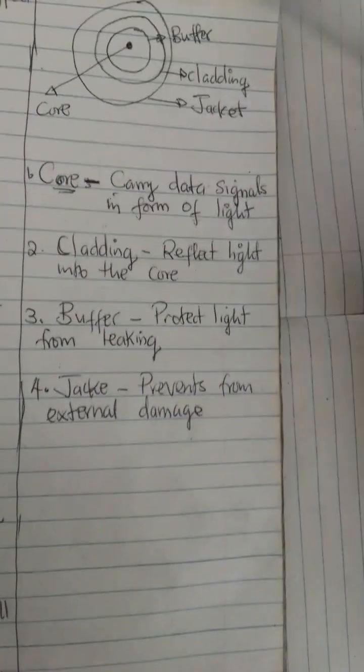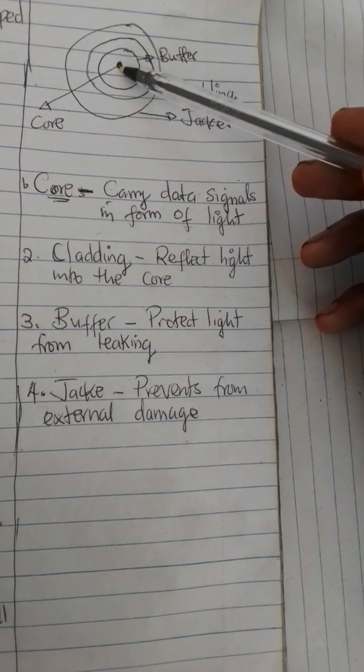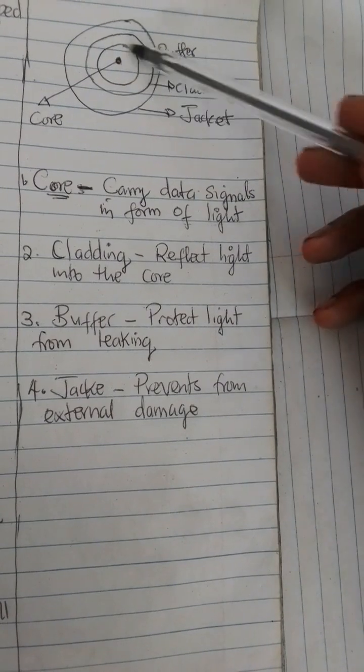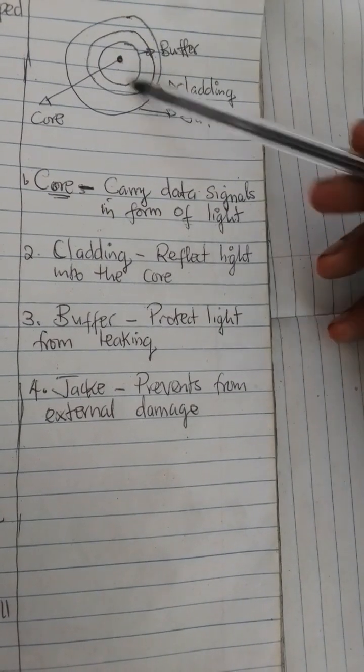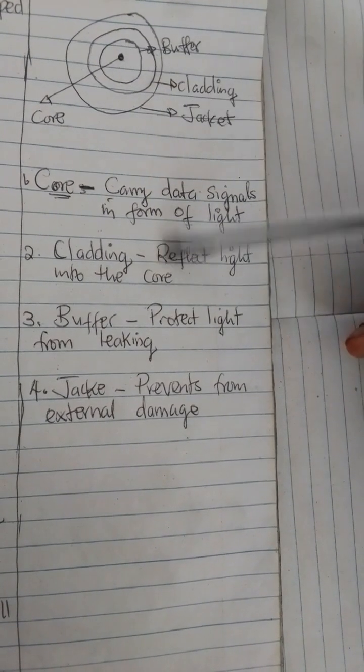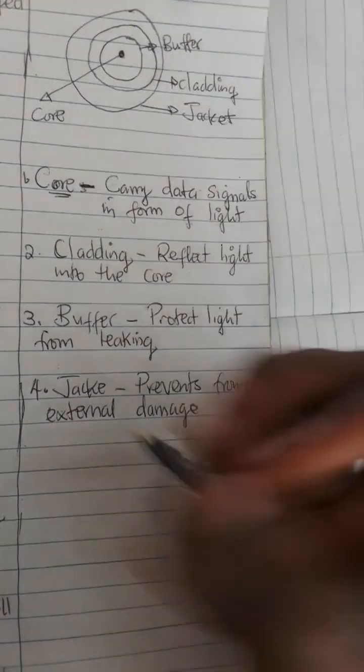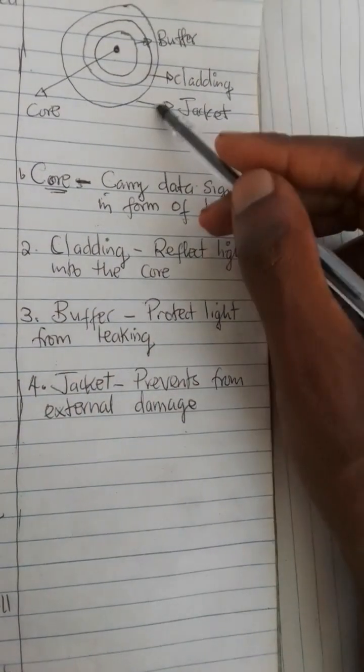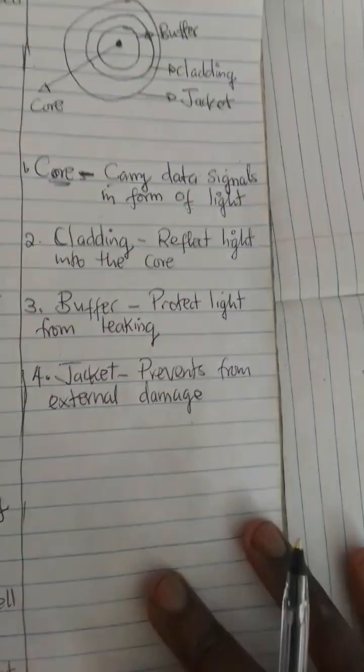So we have the core that transmits the data in the form of light. We have the cladding that reflects light into the core. We have the buffer that protects light from leaking, and we have the jacket. What's the job of the jacket? The jacket protects the cable from external damage.